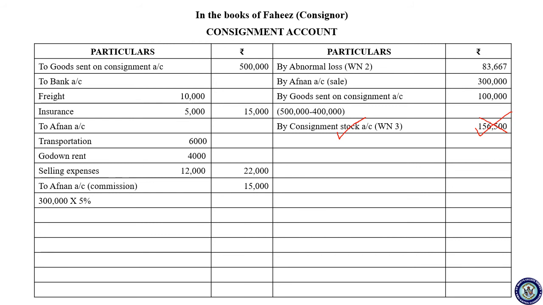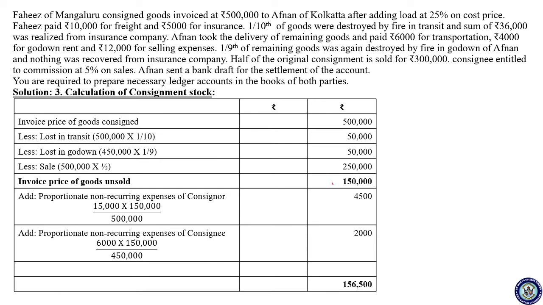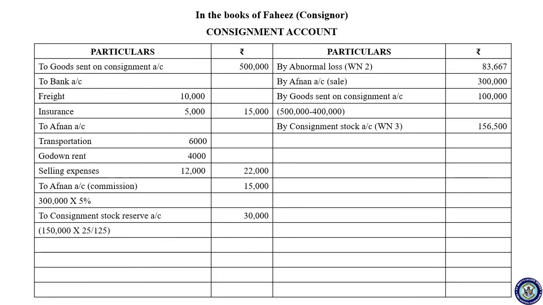So how to find the actual value? You have to calculate on the actual cost to manufacture that much, how much cost you incurred. So you write to consignment stock reserve. Consignment stock reserve is not calculated on 1,56,500. It is calculated on 1,50,000. This we add after production. So this is not a part of production, but 1,50,000 we incurred to produce those goods. So on 1,50,000, it is 25 by 125.